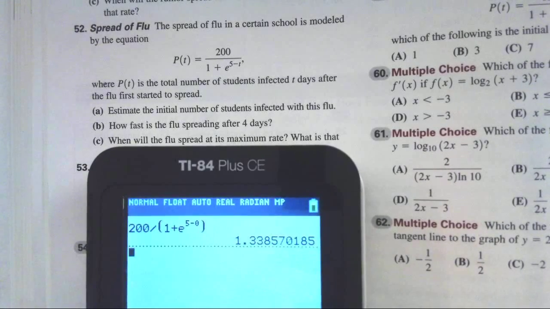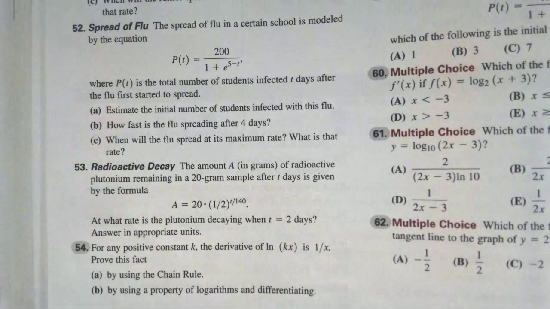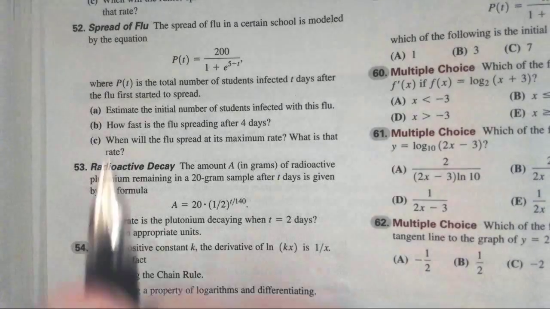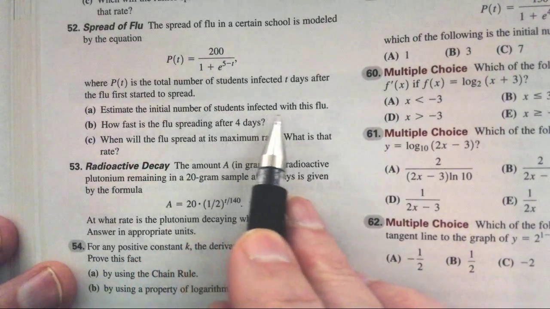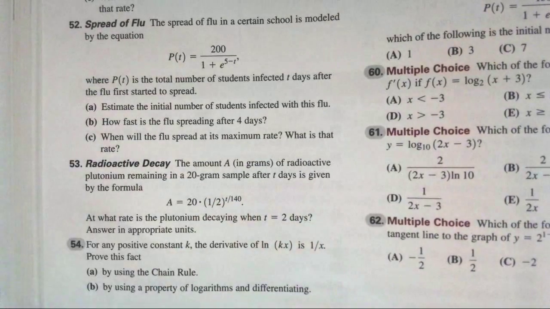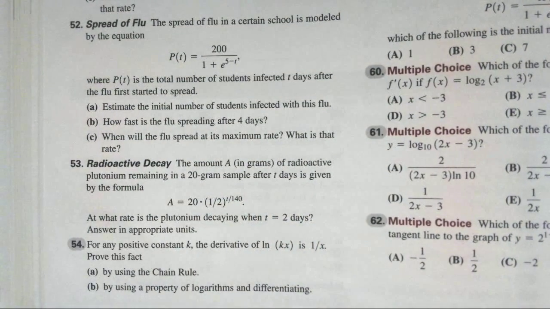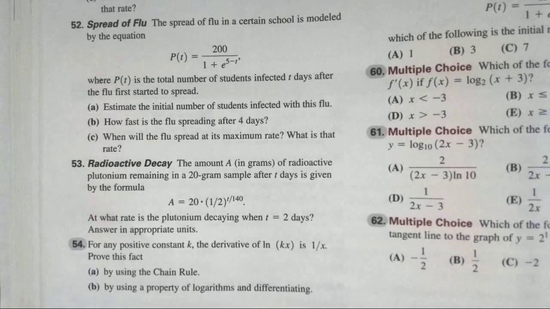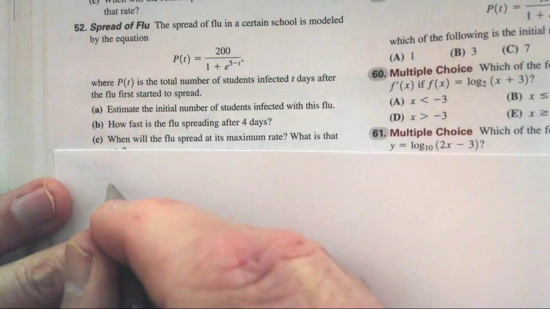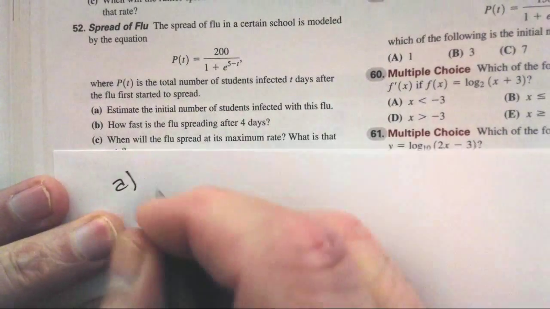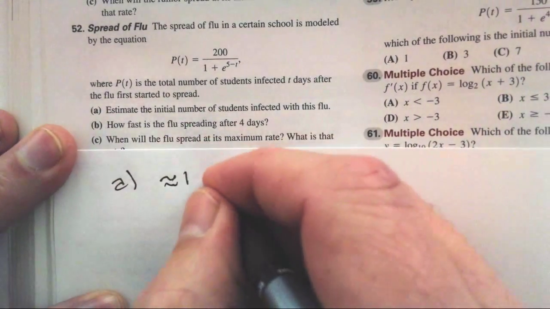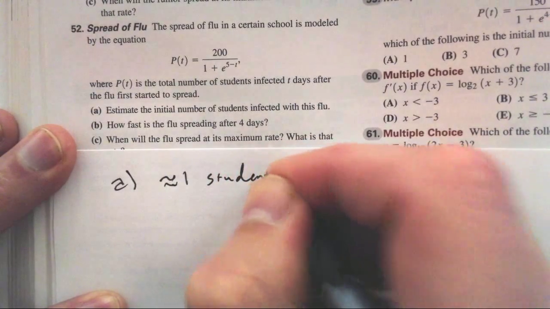And we get 1.33. So our estimate would make sense to be, if this is number 52, our estimate would make sense if it was 1.33 to be 3. Now, or excuse me, to be 1. Silly. All right. So A is approximately 1 student.